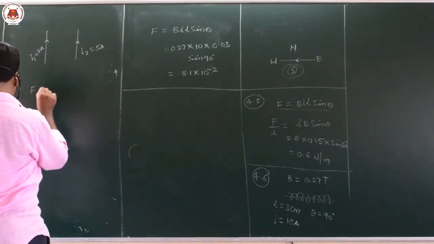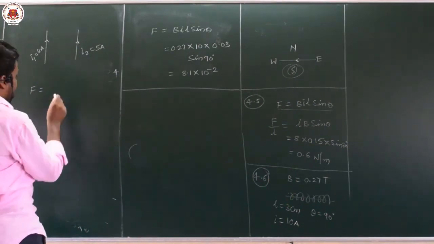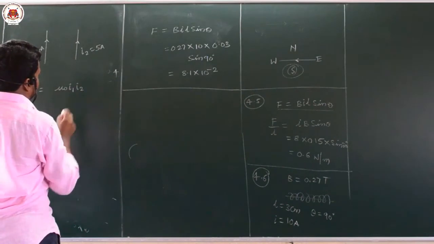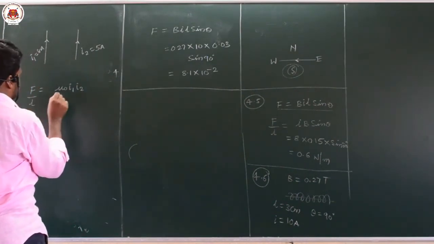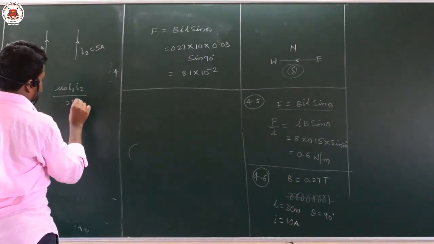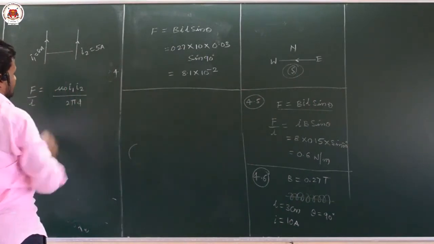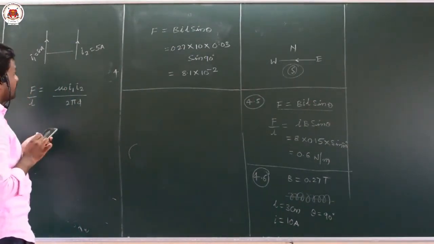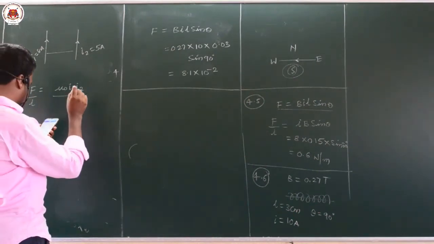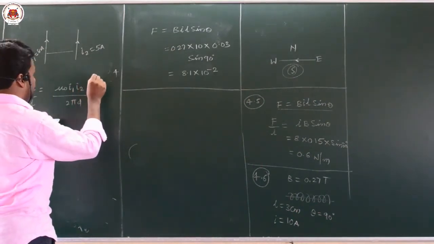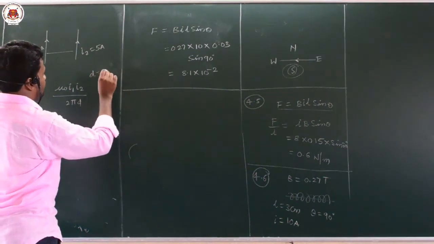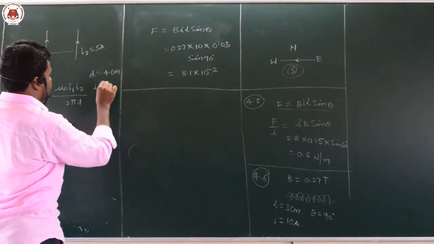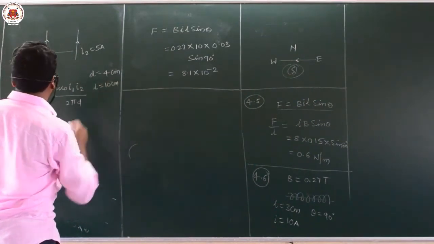Force between two wires is equal to mu naught I1 I2 L by 2 pi d. This is the force between two parallel wires. So L is given as 10 centimeters. Distance is given as 4 centimeters. You can substitute, you will get the answer.